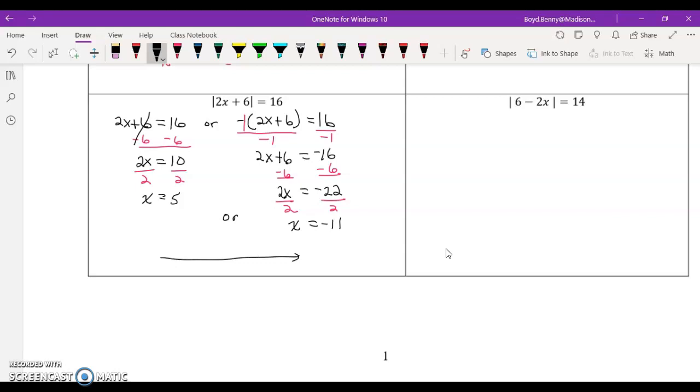Now let's see, what does the graph of this look like? Here's 0, -11. Let's say 5 is about right here. So to graph this, I need to put a solid dot on 5 and a solid dot on -11.